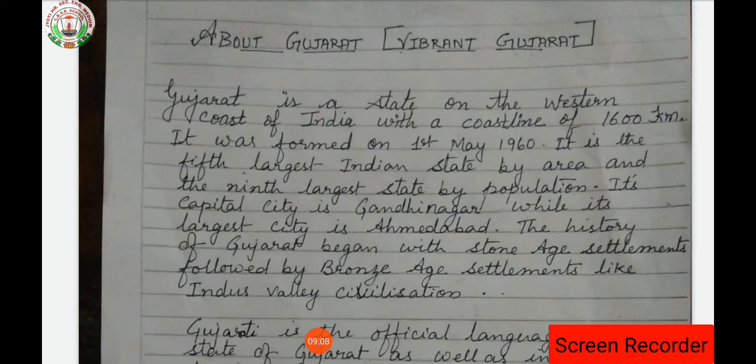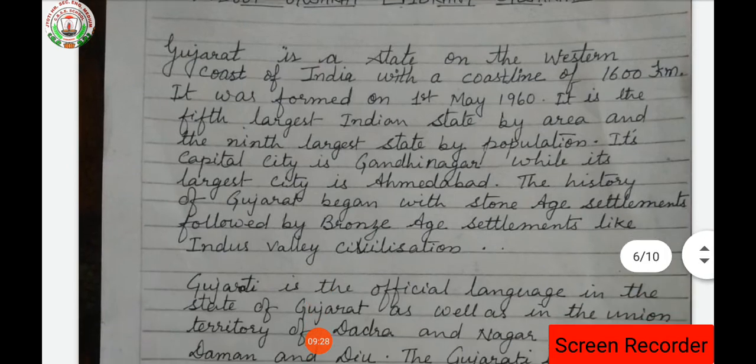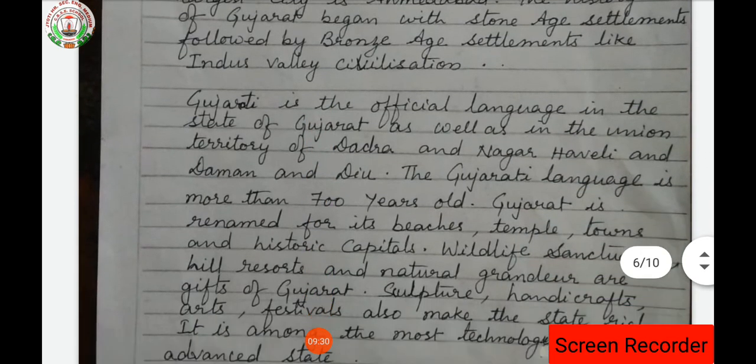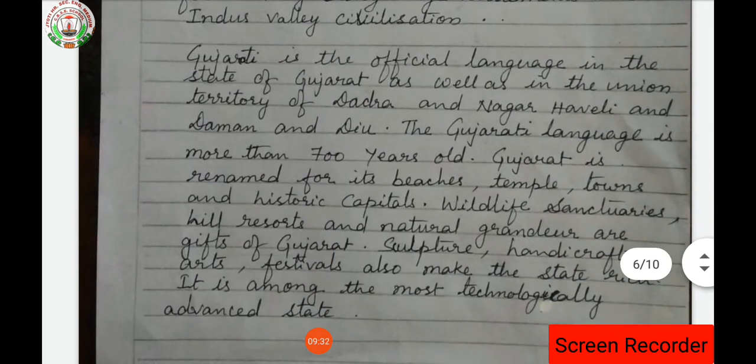The history of Gujarat begins with the Stone Age settlements, followed by the Bronze Age settlements like the Indus Valley civilization. So this part about Gujarat will be the same for all the students. Okay, so no need of searching anything else for that, and you can write the same as it is given here about Gujarat. Clear, student?